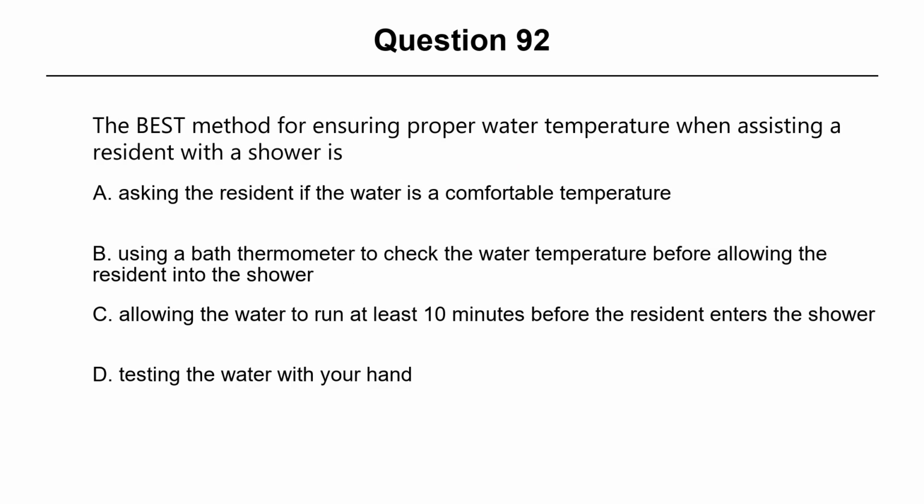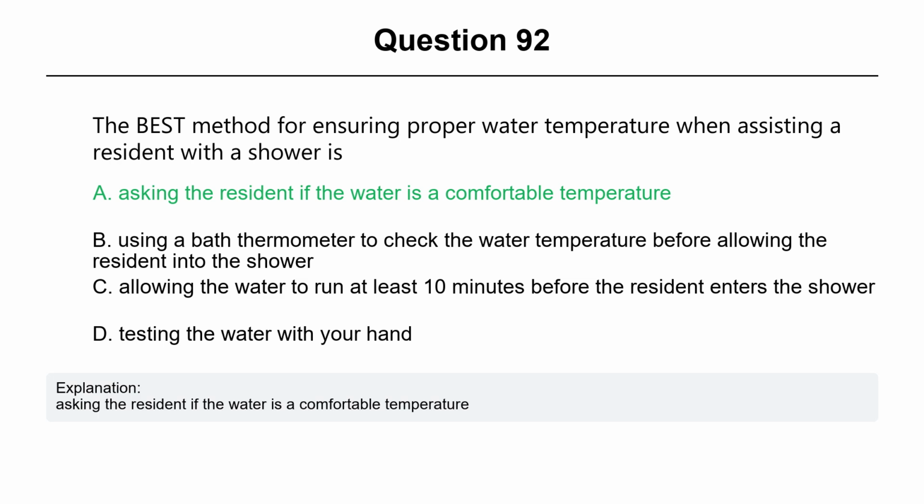Question 92. The best method for ensuring proper water temperature when assisting a resident with a shower is option A, asking the resident if the water is a comfortable temperature, option B, using a bath thermometer to check the water temperature before allowing the resident into the shower, option C, allowing the water to run at least 10 minutes before the resident enters the shower, option D, testing the water with your hand. The correct answer is option A, asking the resident if the water is a comfortable temperature.